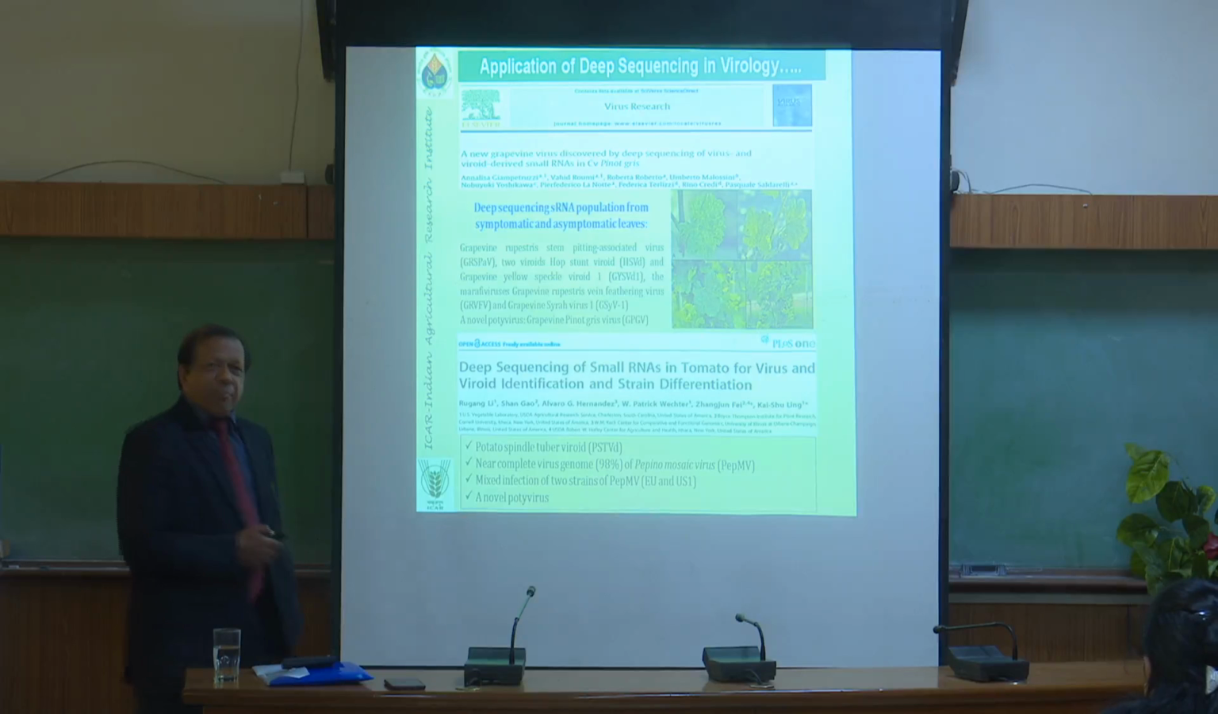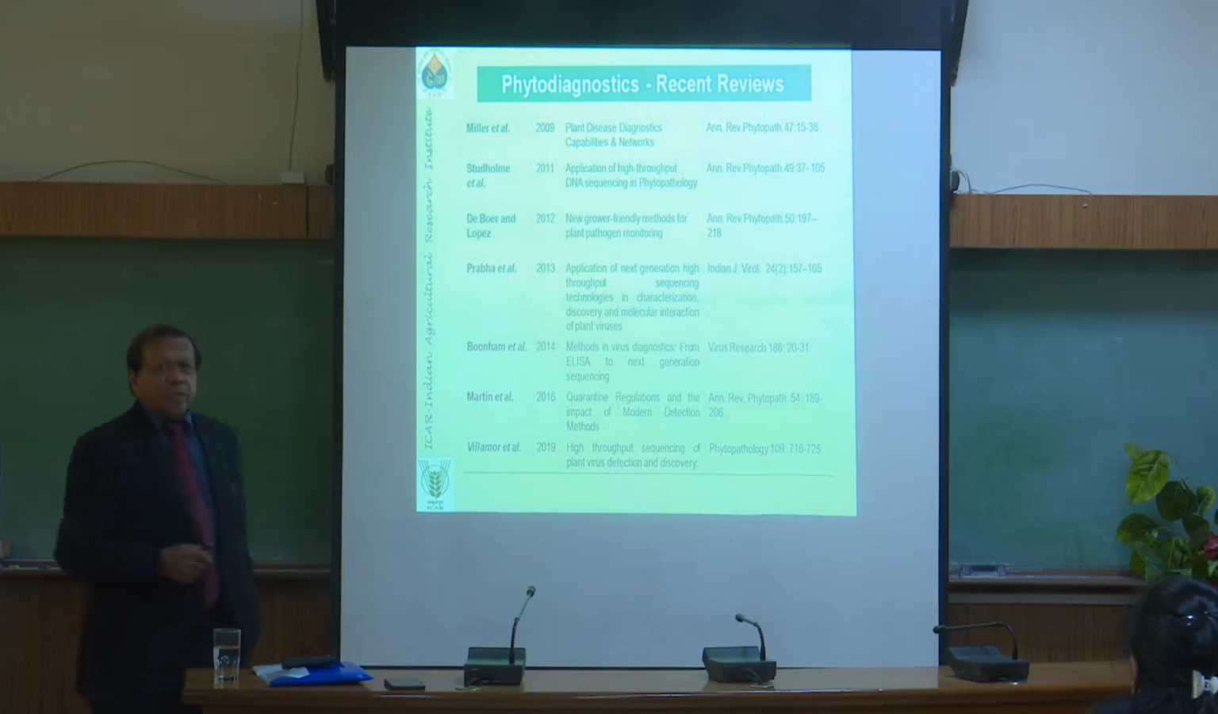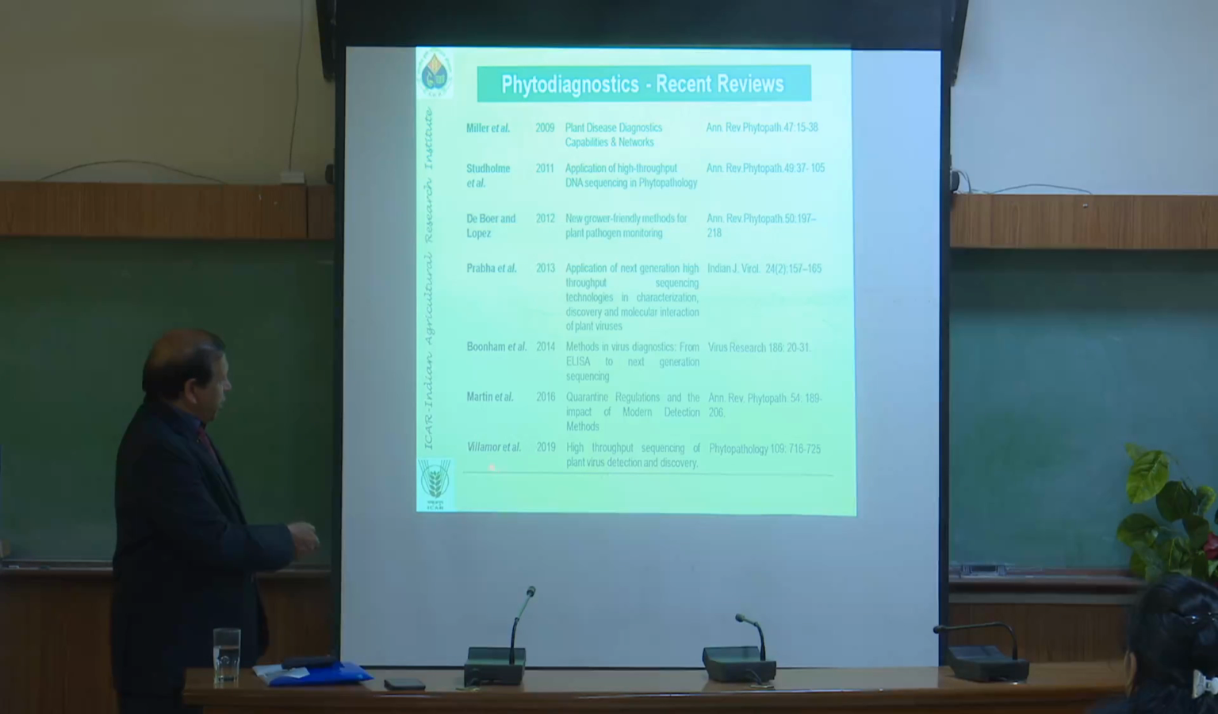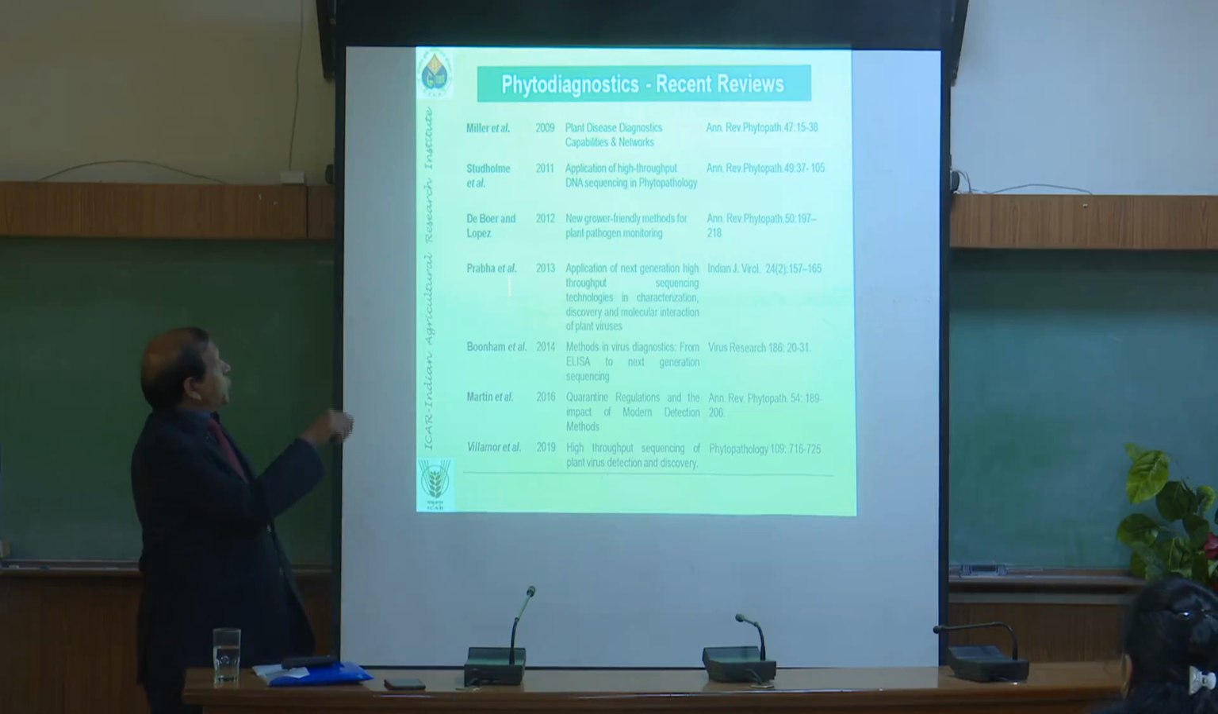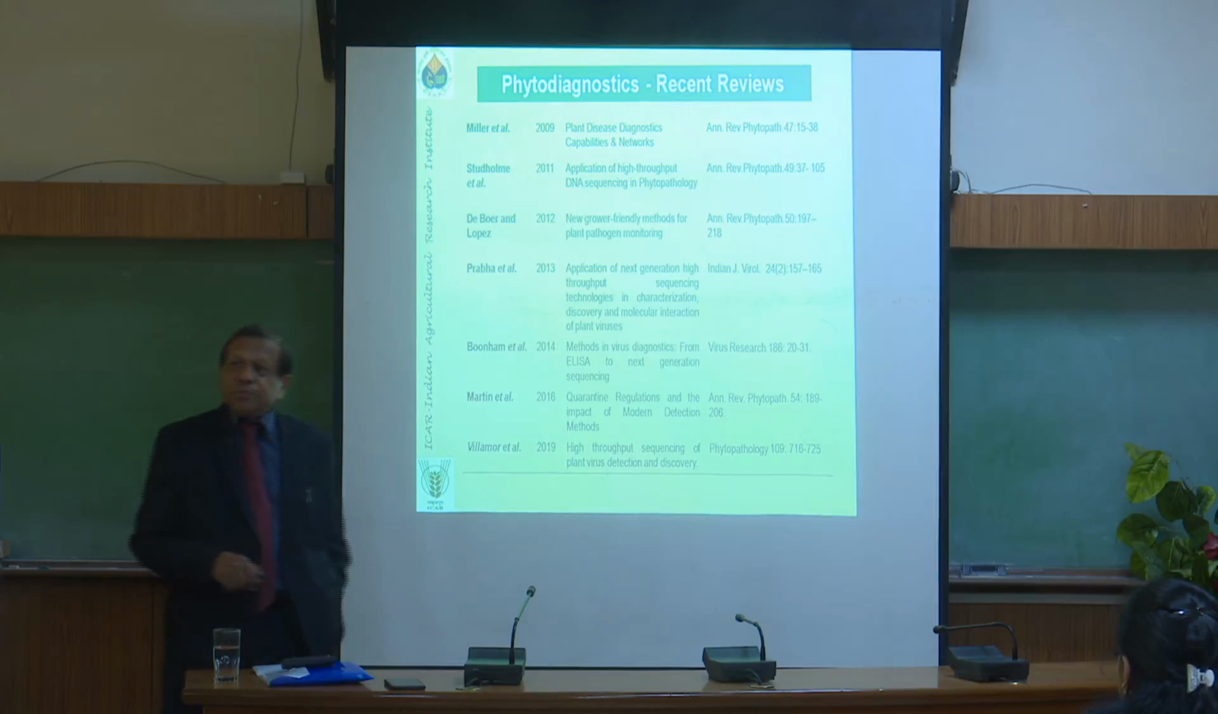This is just to give you an example of recent publications which have come up in relation to deep sequencing. These are some of the recent reviews with regards to phytodiagnostics, not only for viruses, but it includes everything, fungi, bacteria and so on. And the most recent has been in 2019, in Indian Phytopathology, that is high throughput sequencing for plant virus discovery by deep sequencing actually. Okay? So these are some of the recent reviews. If you find time, you can have a look. I think this is my last slide.